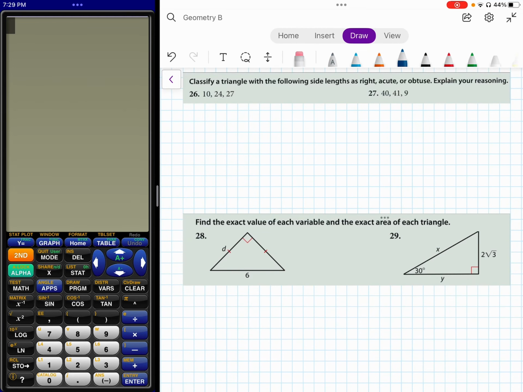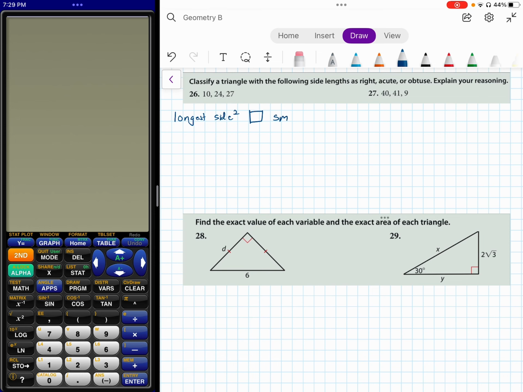We're going to work through these next few questions. Number 26 and 27, it says classify a triangle with the following side lengths as right, acute, or obtuse. Explain your reasoning. Well, first let's talk through the reasoning. So we learned if we take the longest side squared and compare it to the sum of the squares of the smaller two sides.